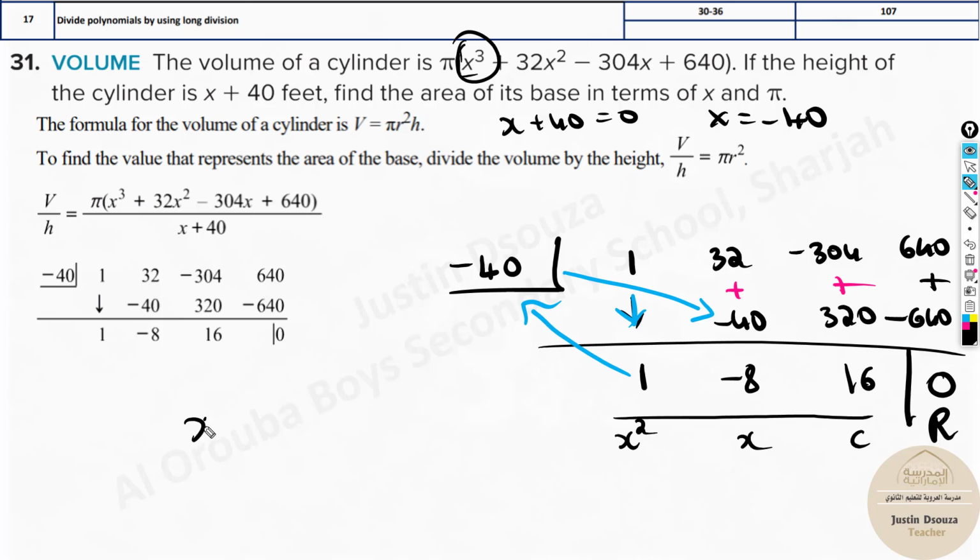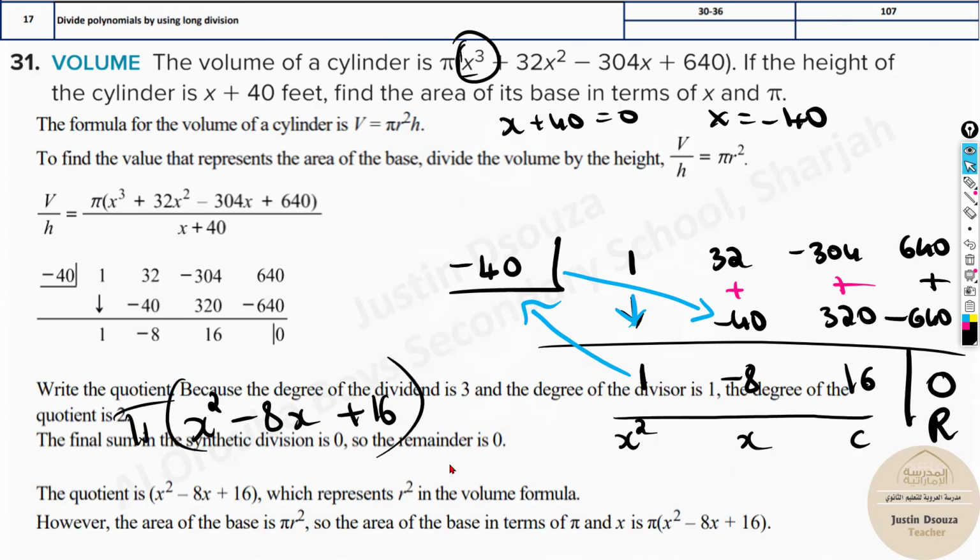Now when you're writing this, it is x square. What is the coefficient of x square? 1. We don't write it. Minus 8x and lastly plus 16. This is the answer. There is no remainder. So this is the answer. But don't forget the pi which is multiplied outside. So this will be the final answer over here.